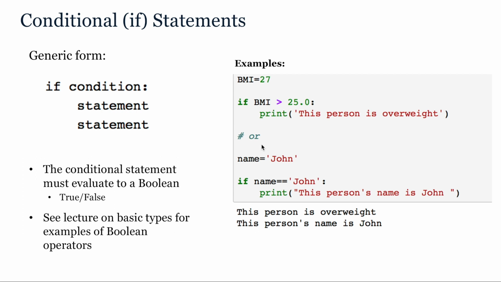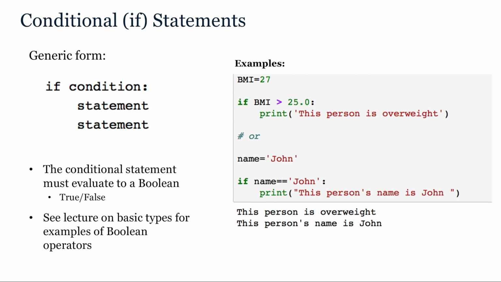Now, Boolean conditions were covered in the first lecture, so you may want to refresh your memory by going back and checking some of these. However, a few examples of how they might be used with if statements are shown here on the right. In this example, we create a variable body mass index, or BMI, and we use an if statement to print out whether the BMI is greater than 25.